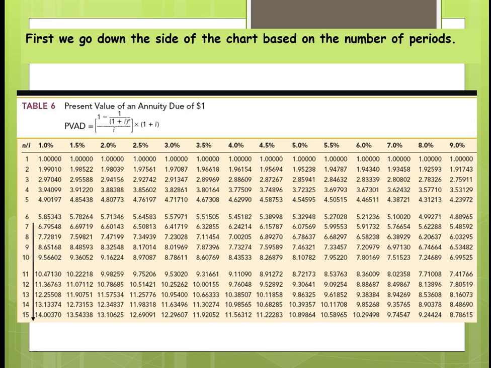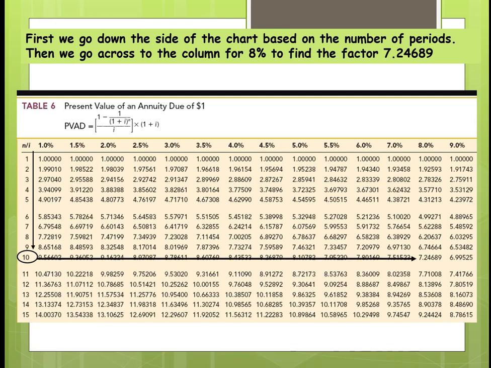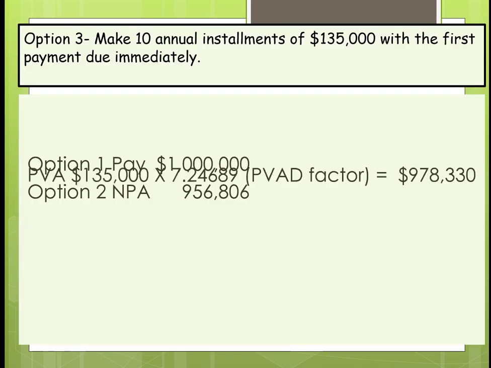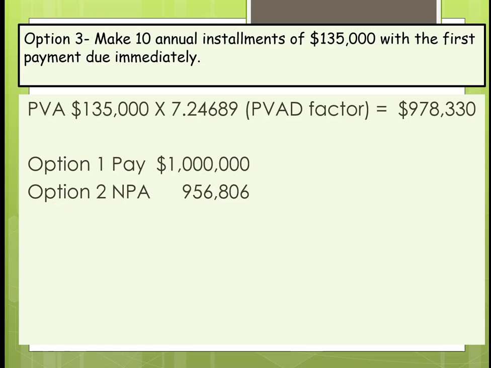So, we go to the table, we go down to 10 years, and then we go across based on 8%. This is the factor we're going to use. Right here, 7.24689. So we're going to take the $135,000 times the factor, and our option 3, the present value, is $978,330.